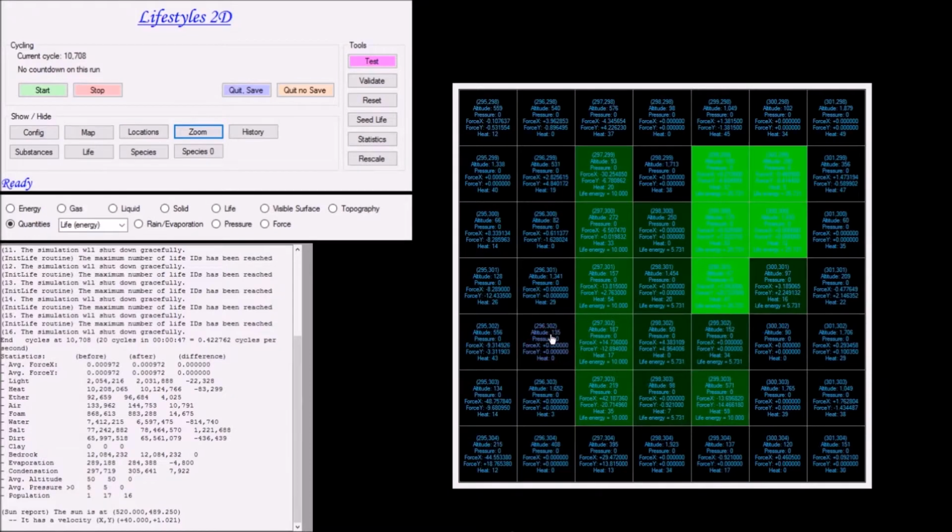And there they are. Oh my goodness. Life. Oh, and they spawned, and look at that.